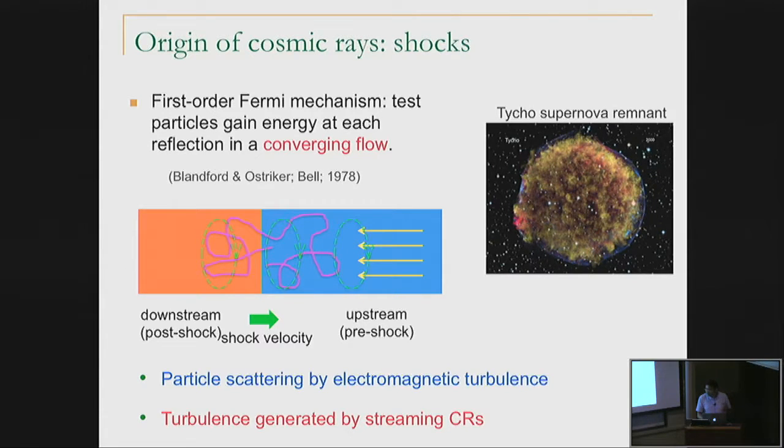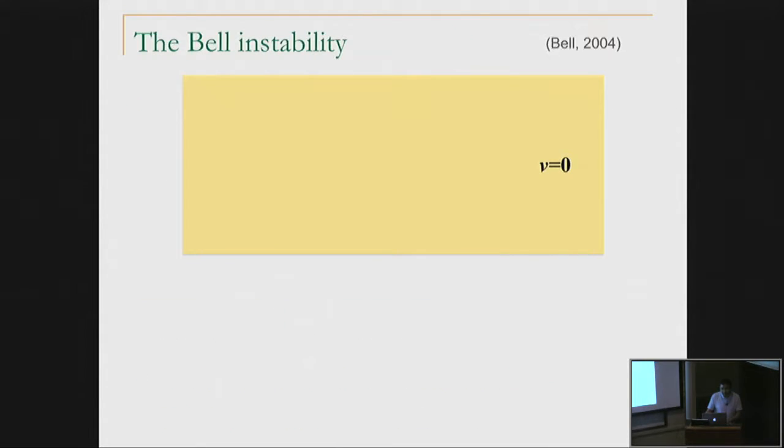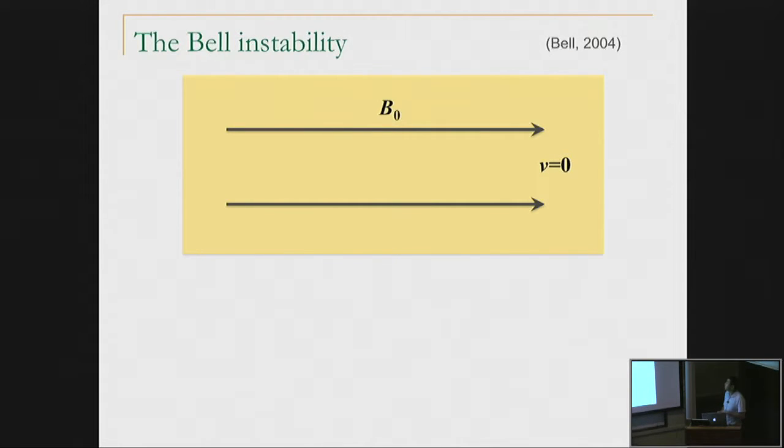And the most relevant instability in this supernova remnant shock, which is a non-relativistic shock, but a high Mach number shock, is the so-called Bell instability. And the basic physics of this is illustrated as follows. Let's say we stay in the upstream frame, and we have a background magnetic field. The fact that you have cosmic rays streaming through, and these cosmic rays carry a current, okay?